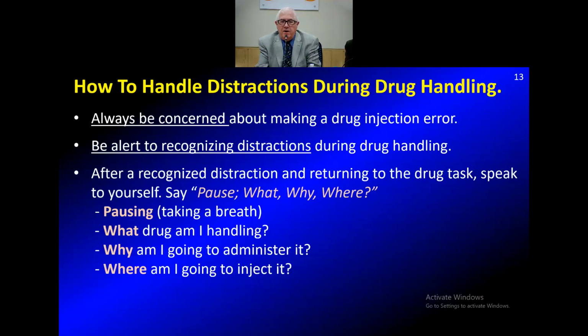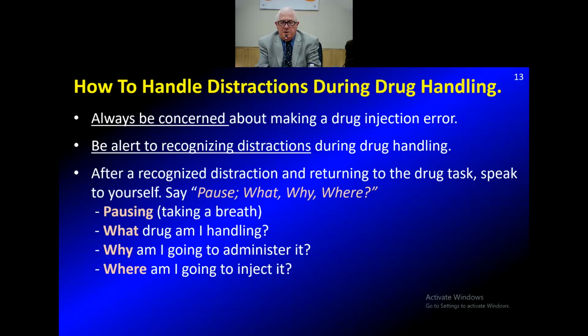So I encourage you, be focused on the problem. Think about it every day. And then be alert to recognizing a distraction. Most times you don't even realize it. You just carry on with what you were doing afterwards and don't even remember being distracted. But try to be cognizant of when it happens and return to your task applying this rule.